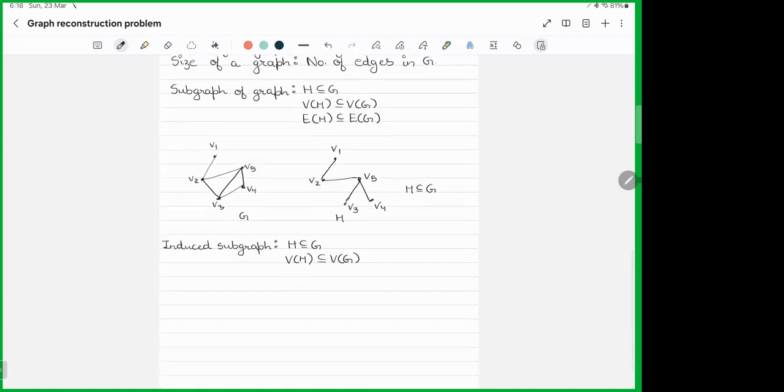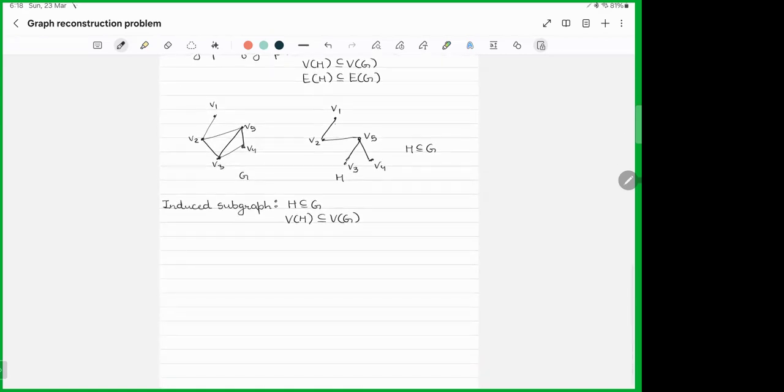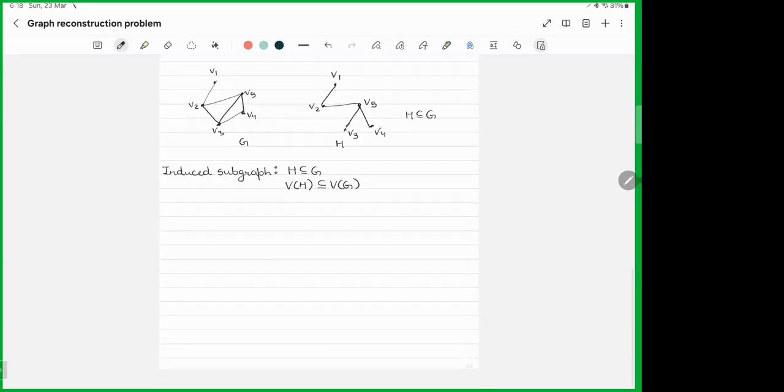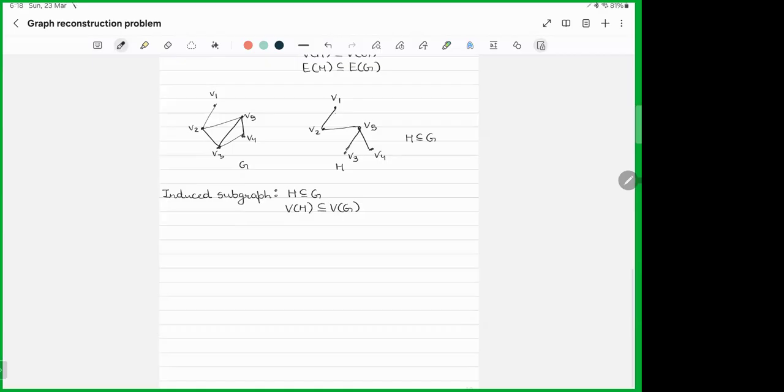Fine. So let me define what an induced subgraph is. The vertex set of H is a subset of the vertex set of G, and if U, V are vertices in H, then U comma V belongs to the edge set of H if and only if U comma V is an edge in G.